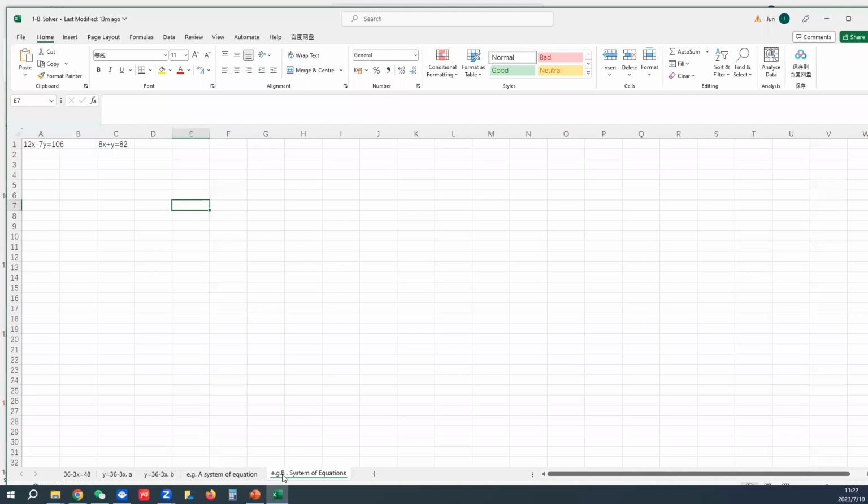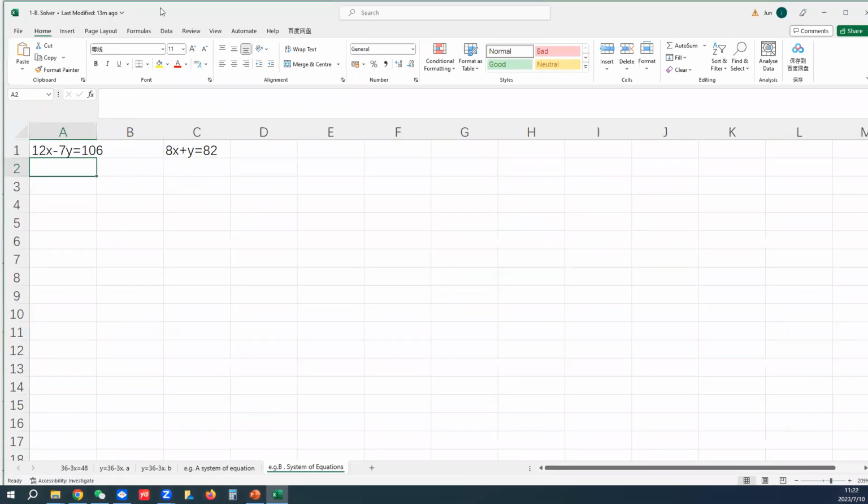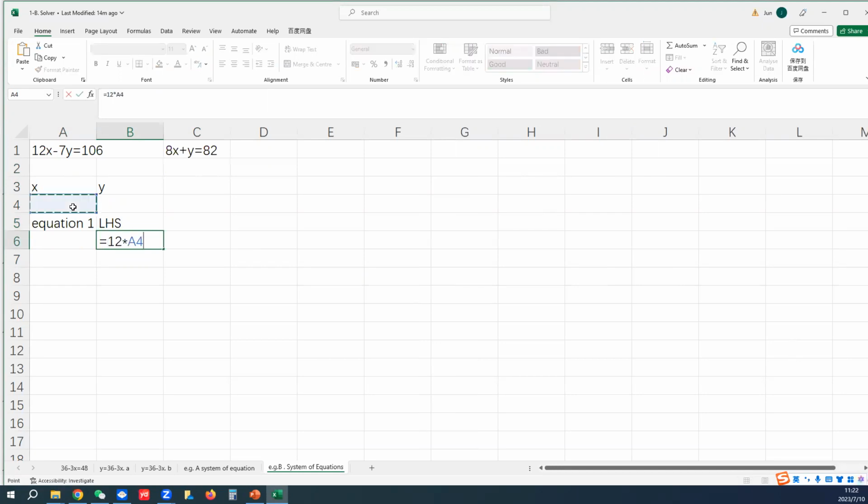This example is noted as example B, system of equations. I've copied and pasted these two equations for reference. Here we have x and y, and we let both of them vary. The first one is equation 1. Its left-hand side is 12 times x minus 7 times y.